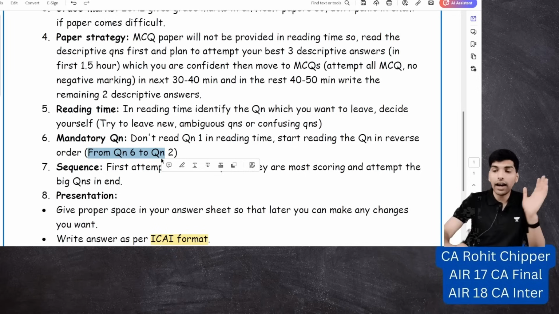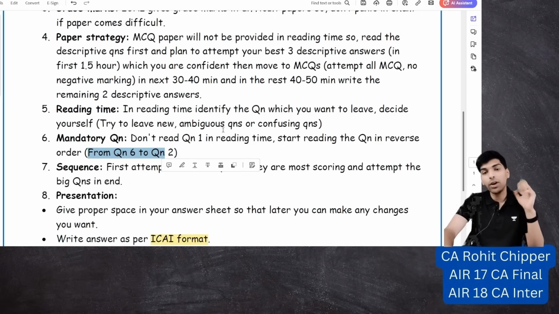So I will always advise to read in reverse order, because if you read simple questions first, it gives you confidence, and in case you have read the first question and it is very hard, then you will start losing confidence and start panicking. So read in reverse order from question number 6 to question number 2.